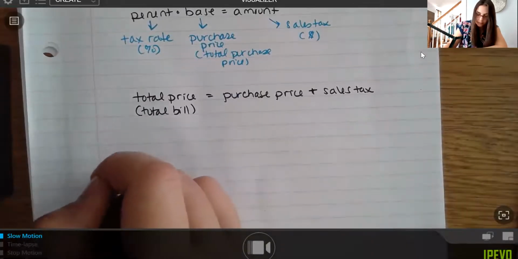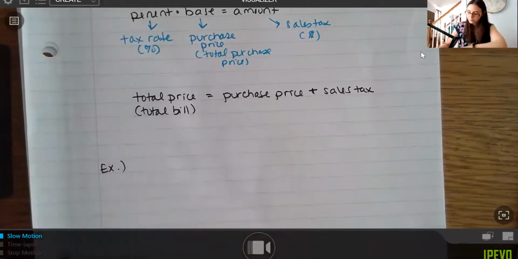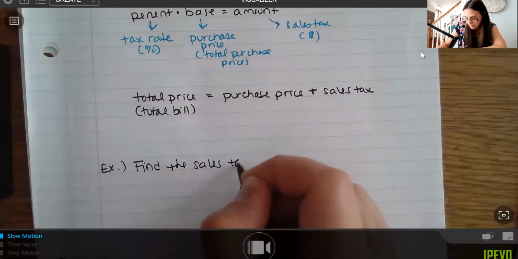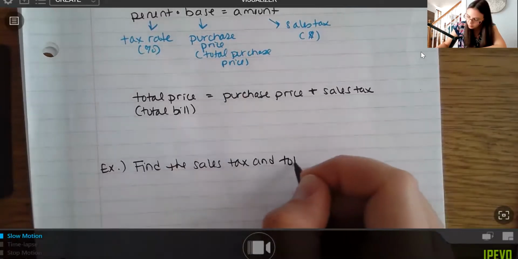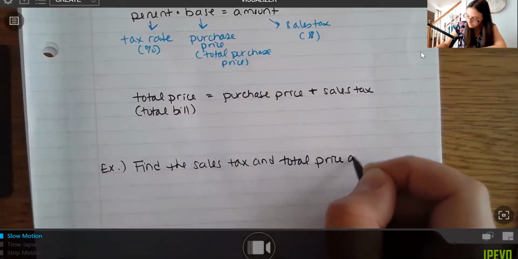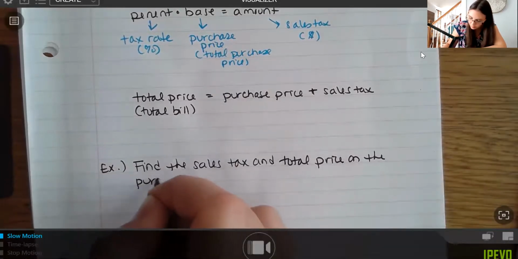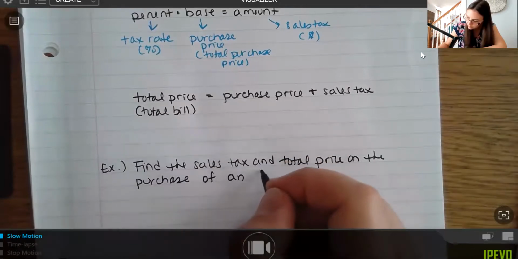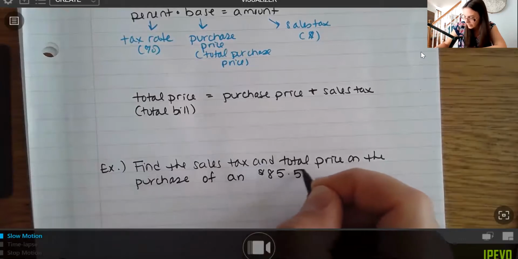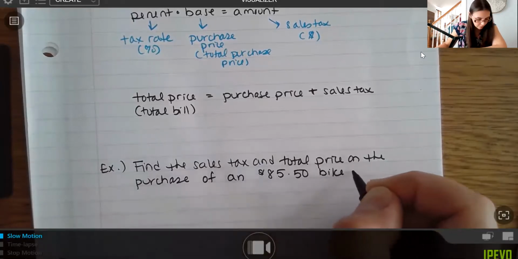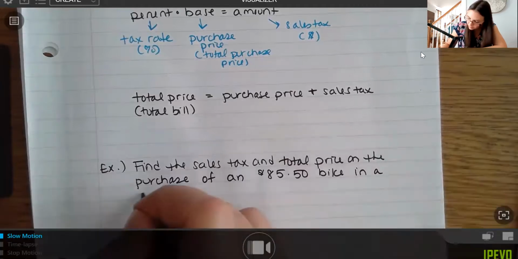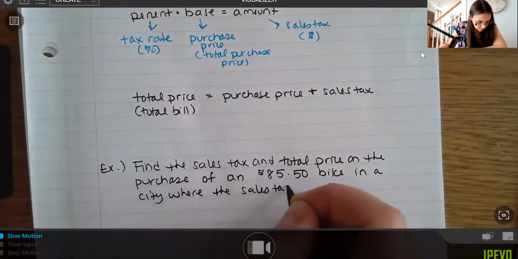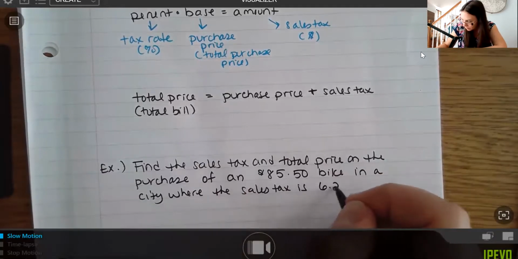So let's do an example. Find the sales tax and total price on the purchase of an $85.50 bike in a city where the sales tax is 6.2%.